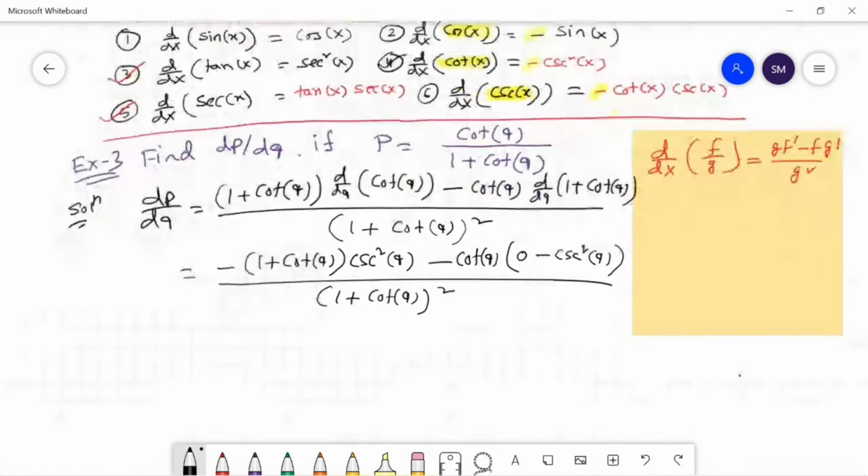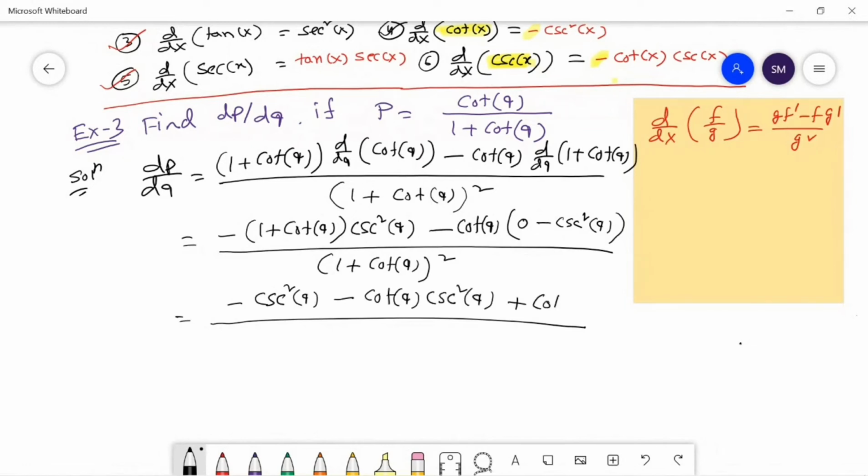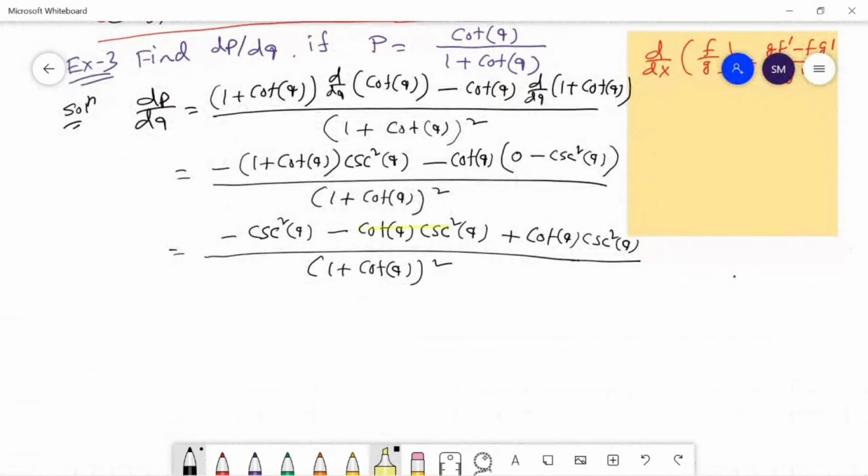times 0 plus cosecant q. Now simplify them. So we have here minus cosecant square q minus cotan q cosecant square q plus cotan q cosecant square q over 1 plus cotan q whole square. Then cotan q cosecant square q cancels out. So we have the final answer as minus cosecant square q over 1 plus cotan q whole square.